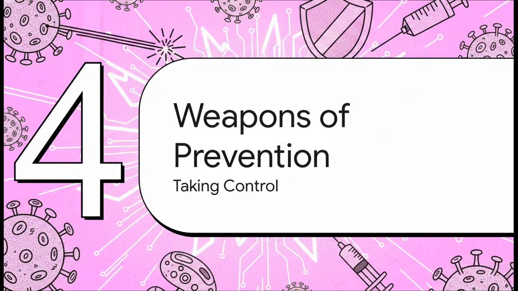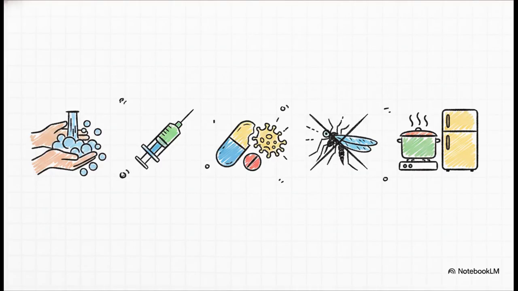Section 4. Weapons of Prevention. We've built up quite a defensive arsenal on our own over the years. It starts with behavioral basics, rigorous hygiene, hand washing, sanitation, and food safety protocols. Then we bring in the heavy artillery, vaccinations that preemptively teach our immune system what to look for, alongside drugs like antibiotics and antivirals to actively kill infections. We even take the fight directly to the environment with massive vector control programs like mosquito management.